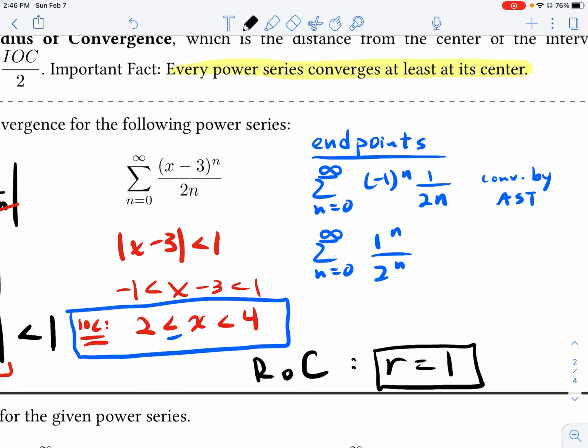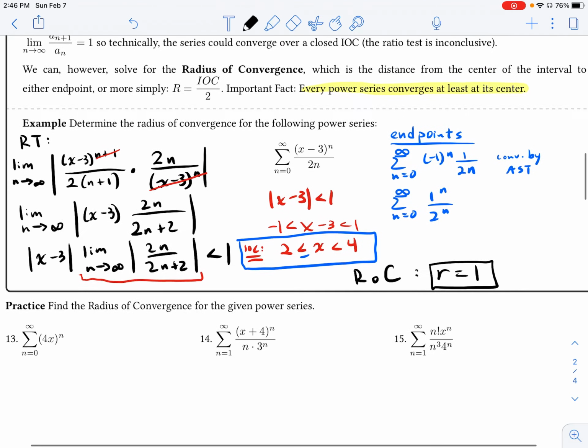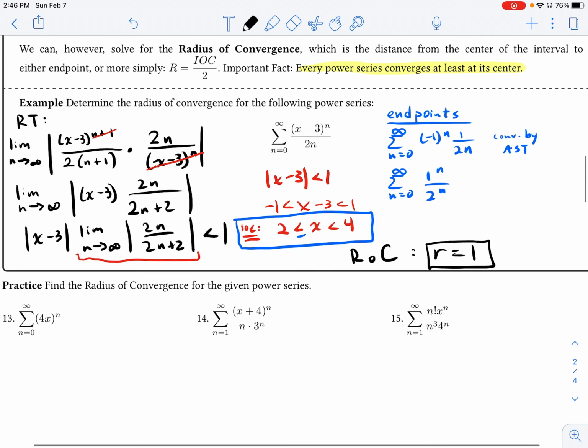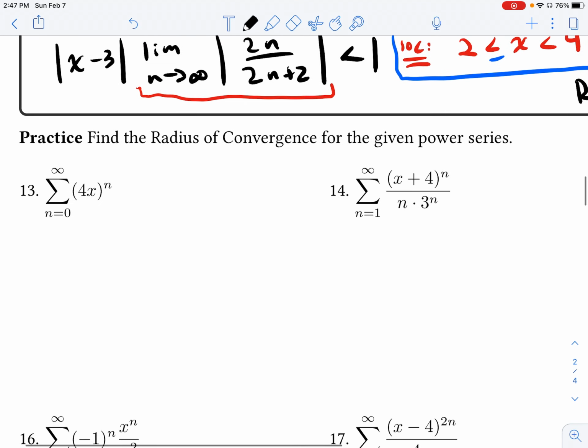Okay? So let me do a couple more examples with you just to make sure that we are able to find the radius of convergence with a couple of different power series. So number 13 is actually a really easy one. We already know, just by looking at this, it is actually a geometric power series. So we actually can find this even without discussing anything that we just did.